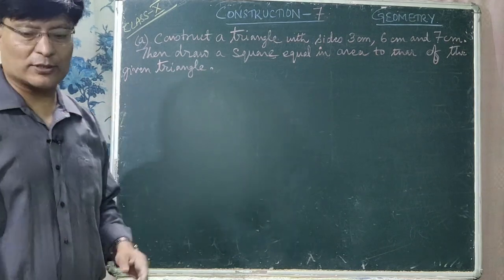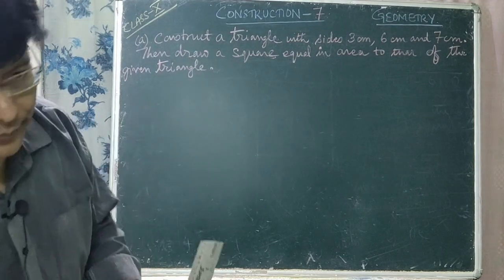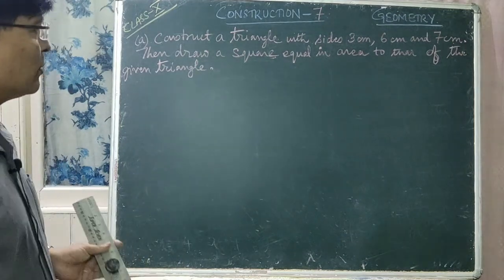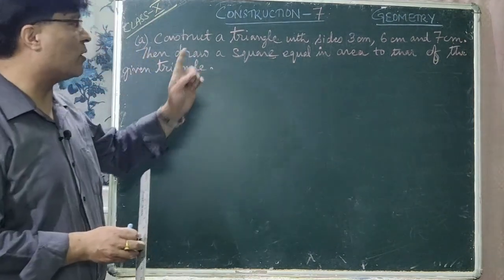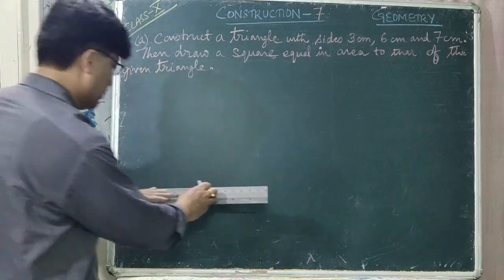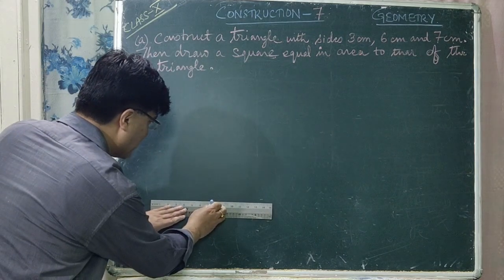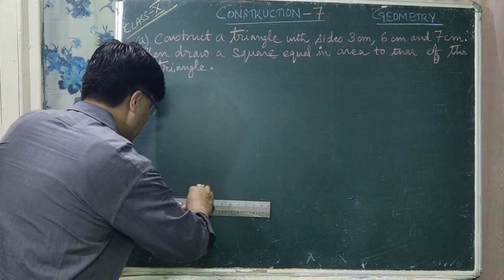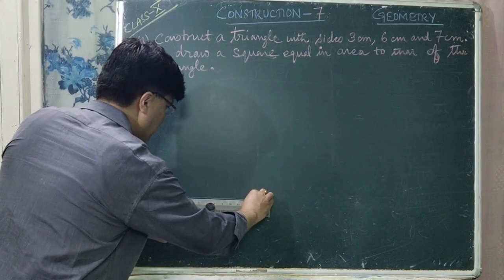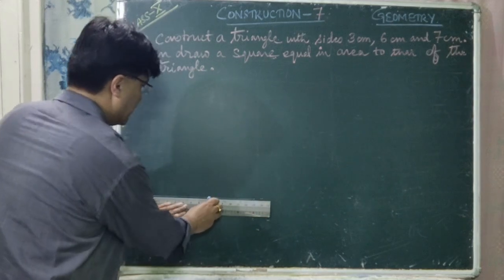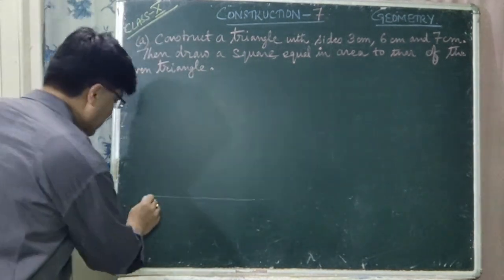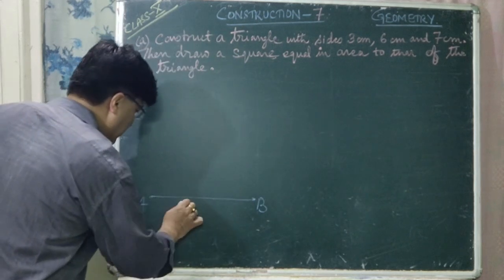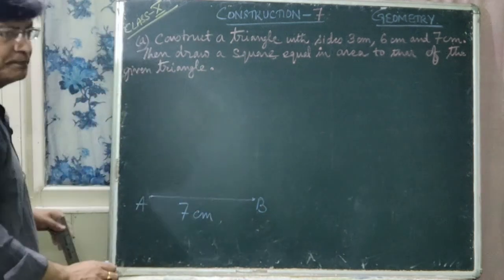So let us draw the triangle first. Which is the longest side of the triangle? That is your 7 cm. Draw a line of length 7 cm. Suppose this is AB. AB is of length 7 cm.